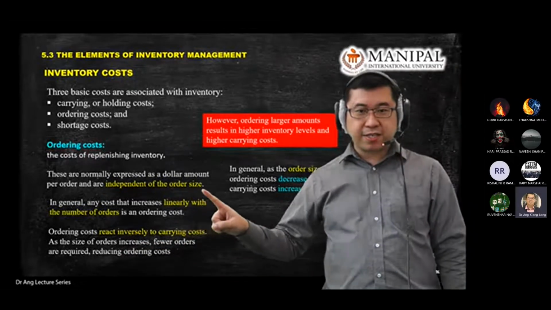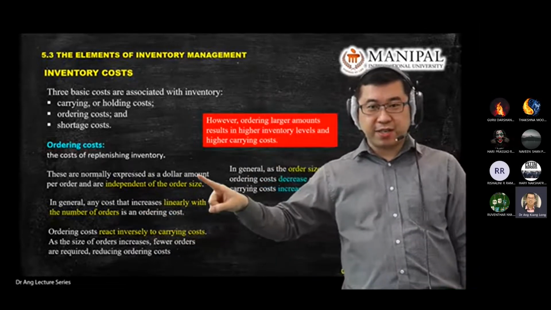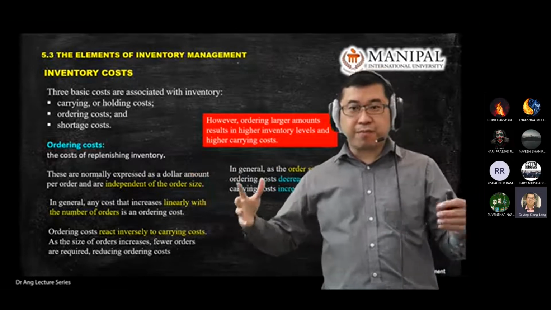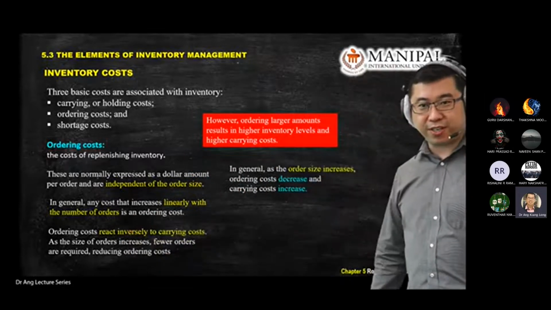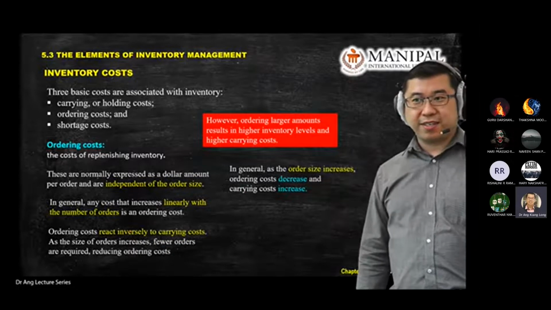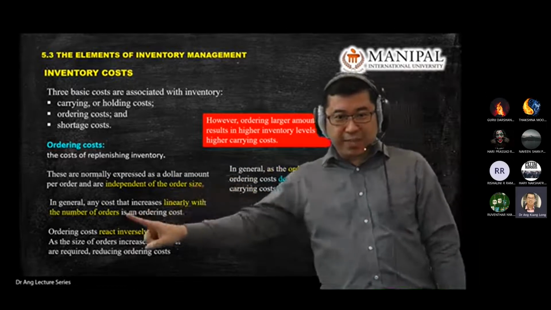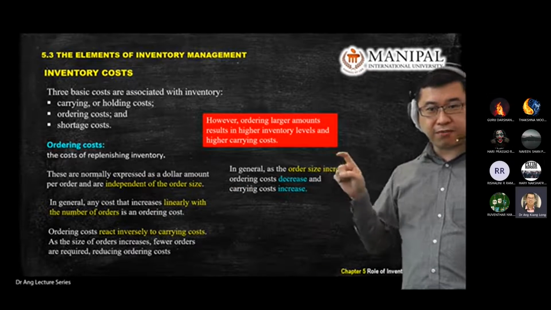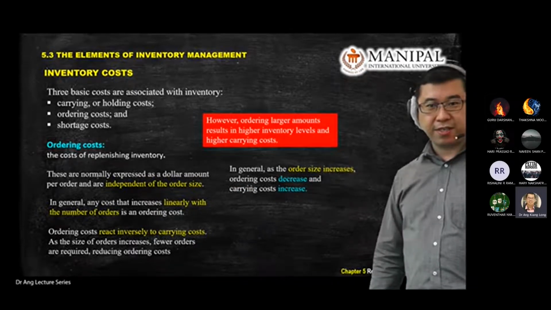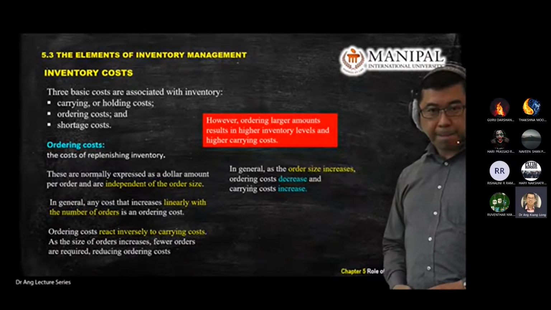Order size means the number of units you purchase, the volume that you purchase. Number of orders is how many times you need to order. Try to differentiate order size and number of orders. This statement here is more on order size: if you increase your order size, your ordering cost decreases and carrying cost increases.